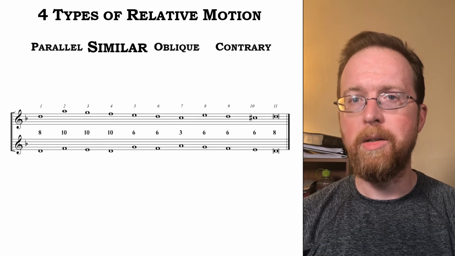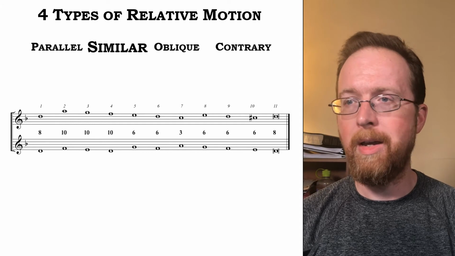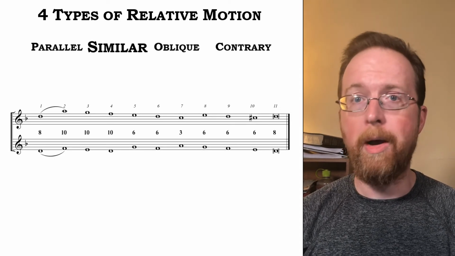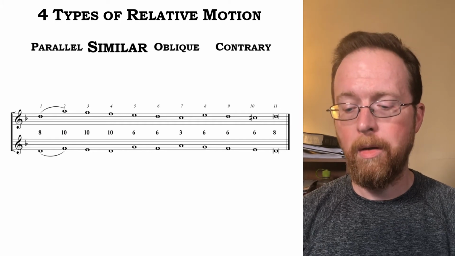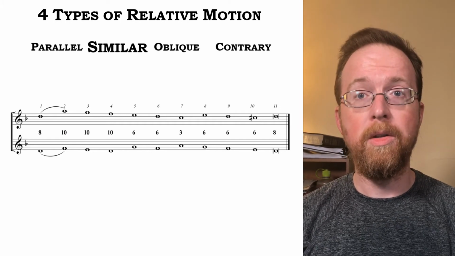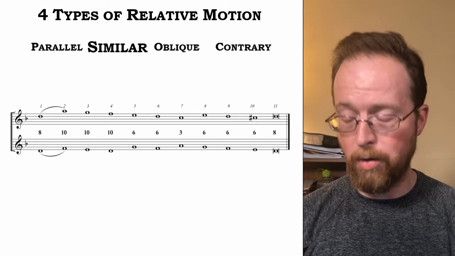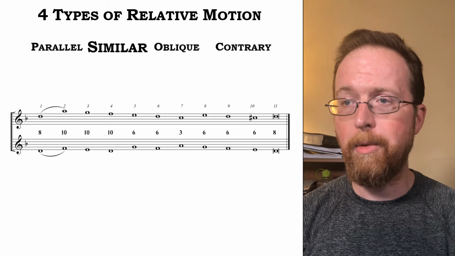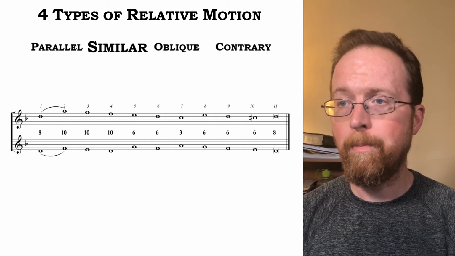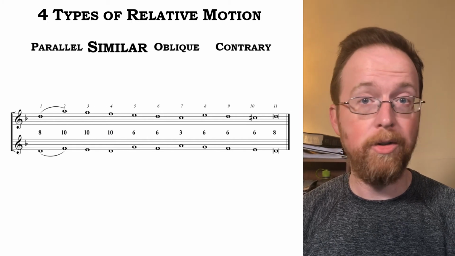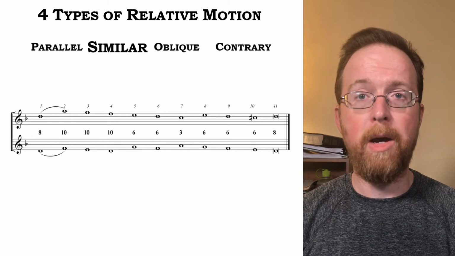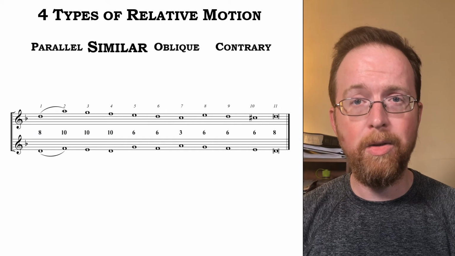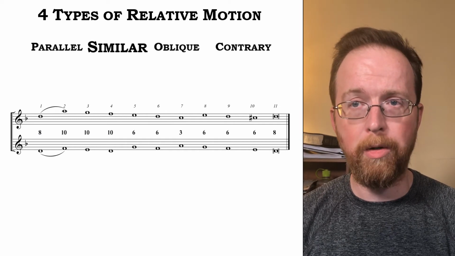There's only one place in the example where I see similar motion, and that's at the very beginning. Both voices are going up, but the upper voice is going up a fifth, right? The counterpoint is going up a fifth, and the lower voice, the cantus firmus, is going up a third. So they're both going up in the same direction, but they're not going the same amount. Since they are moving in the same direction but at different distances, the relative motion is similar motion.